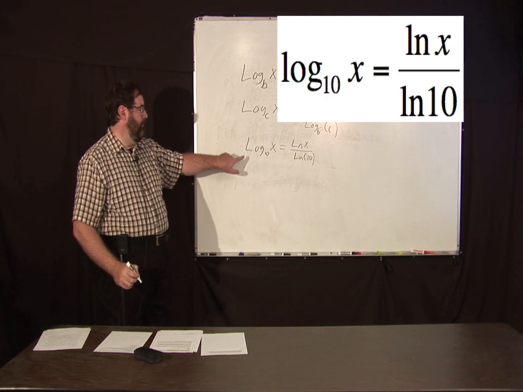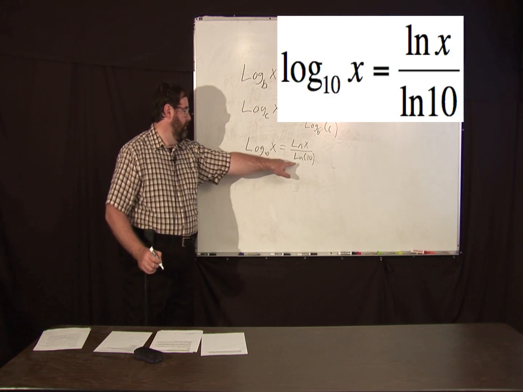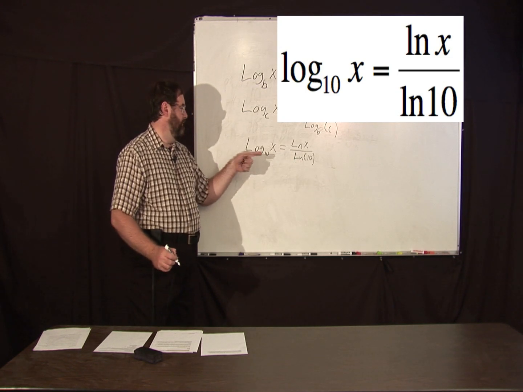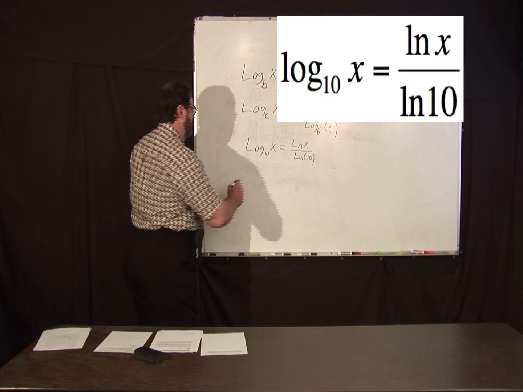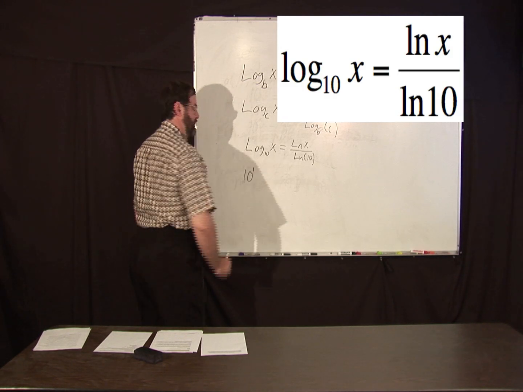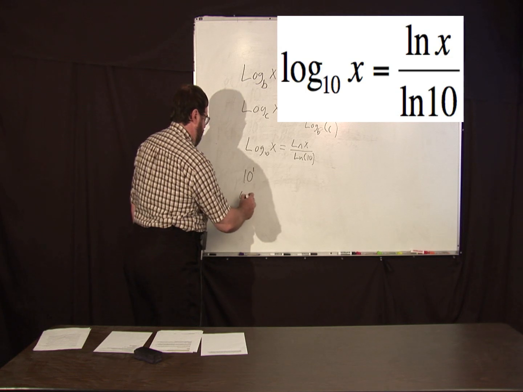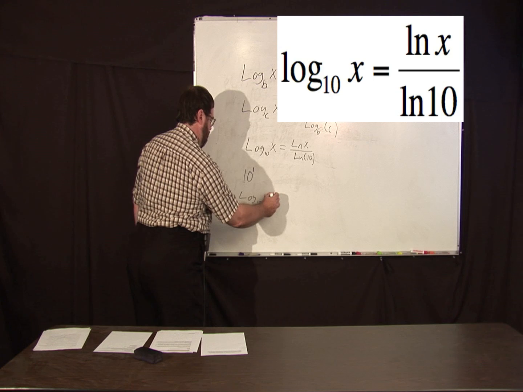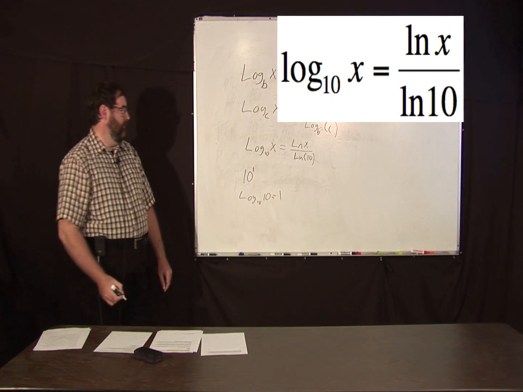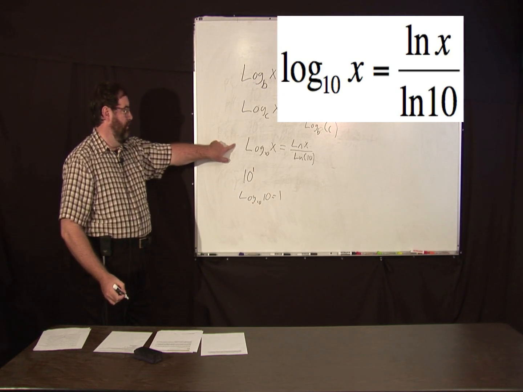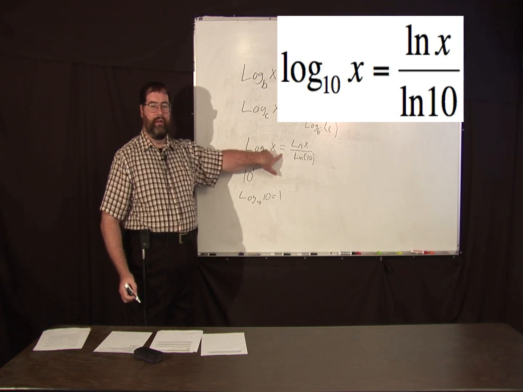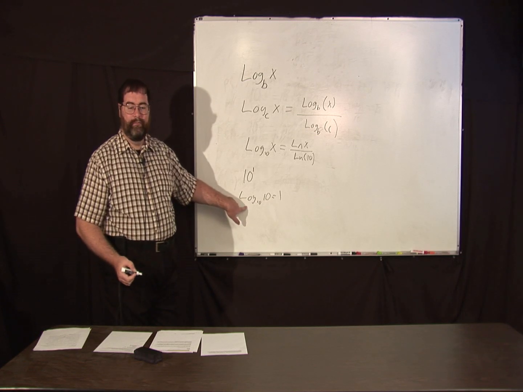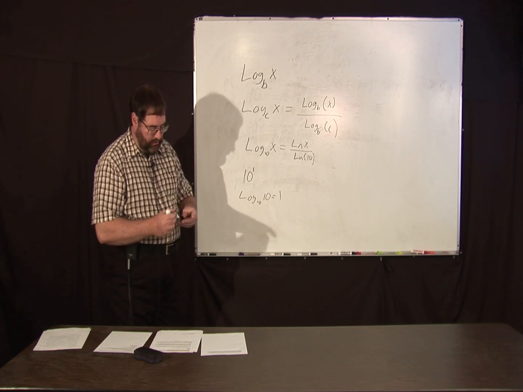Now, what is log of 10 in base 10? Well, 10 to the 1 is 10, right? So log base 10 of 10 equals 1. So if you tried to convert log base 10 to log base 10 and you did this division, it wouldn't do anything because it's 1. So it's always safe to do this.